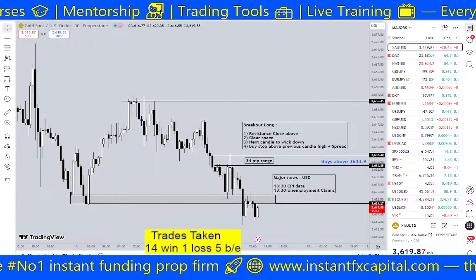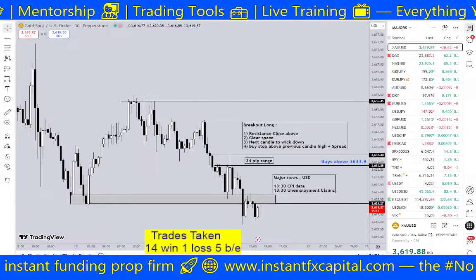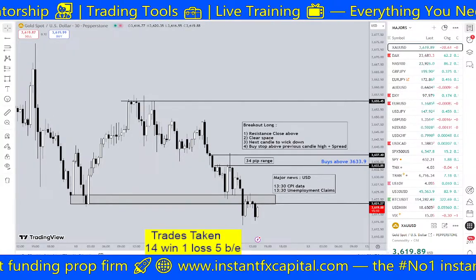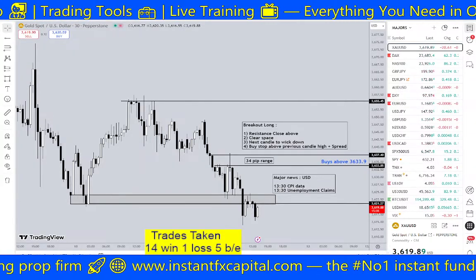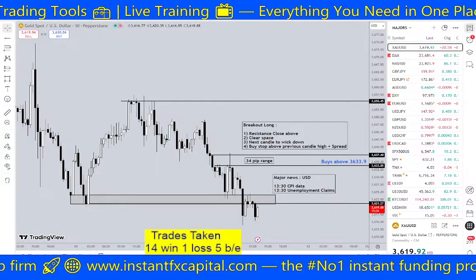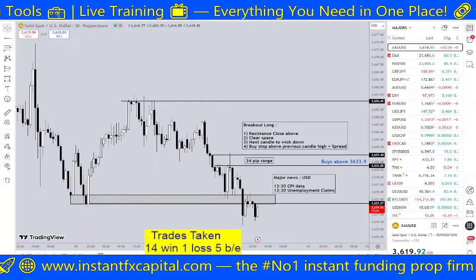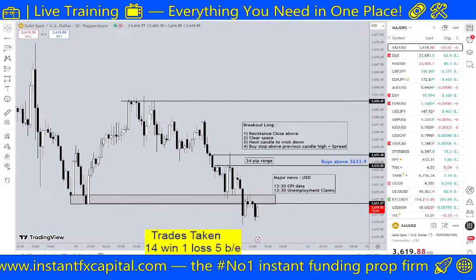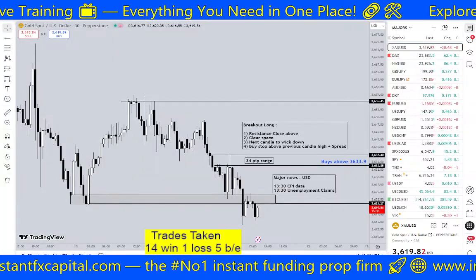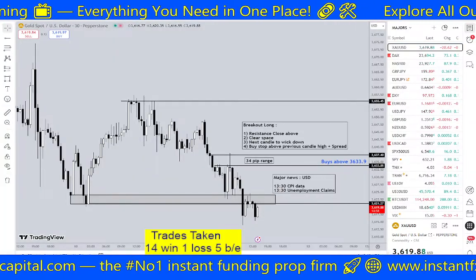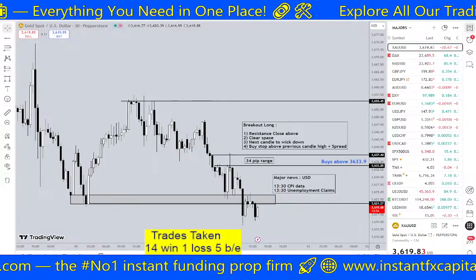Okay, so why are we looking at this? First things first, what is a breakout strategy? The breakout strategy is where support has been formed and then we have a candle closure below it. So first things first, let's identify the support.